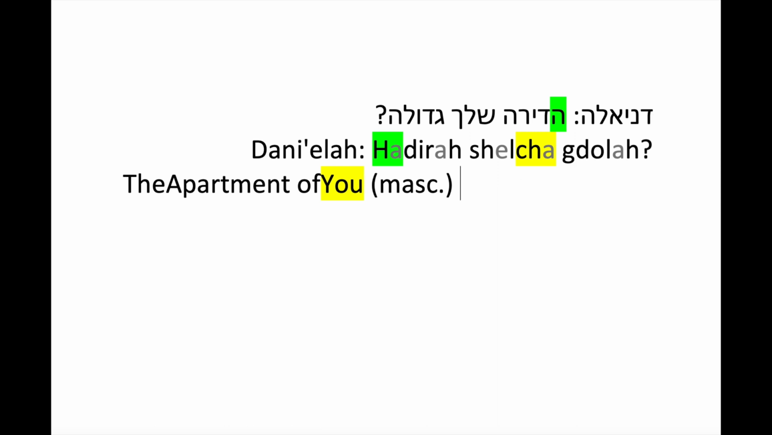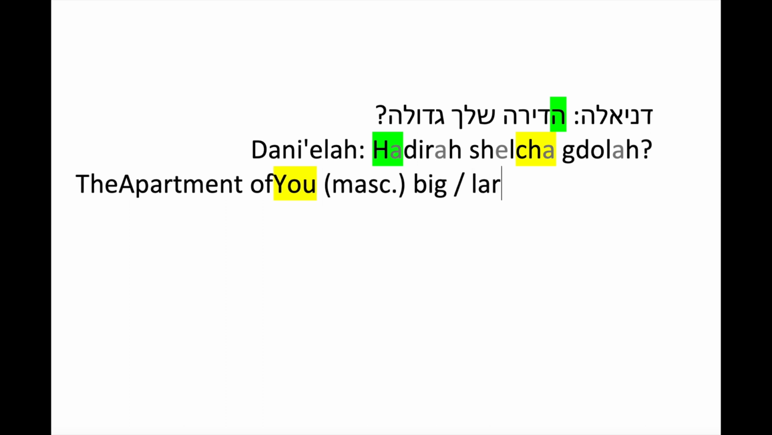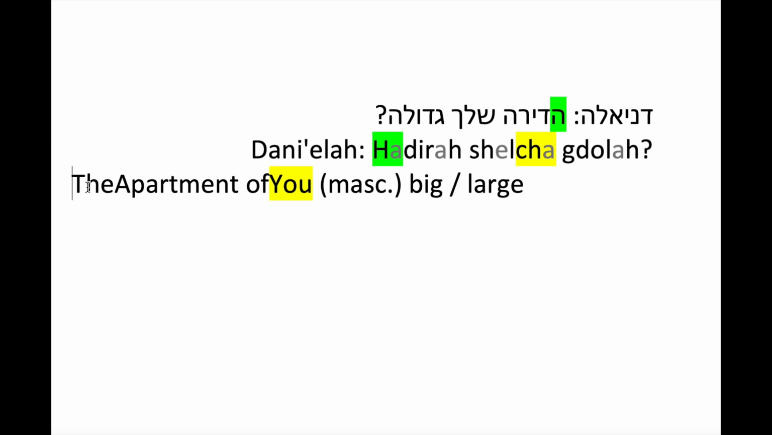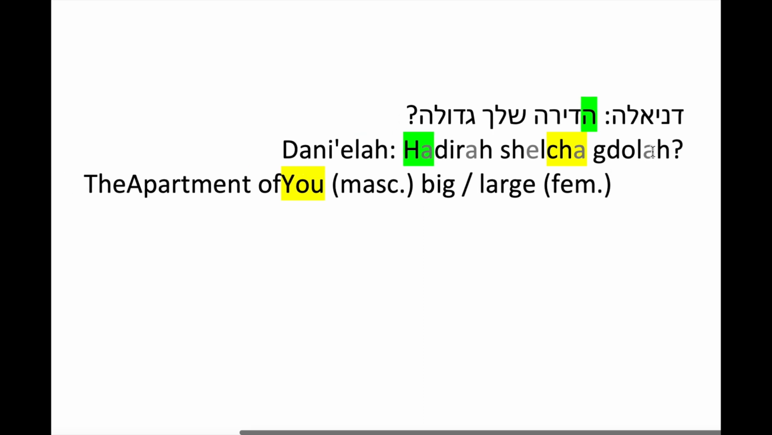And gdola means big or large. Okay, and this is a feminine form, feminine ending. Gdola, the ending is feminine. Why? Because dira is also feminine. So if you have a feminine noun that's being referred to, then you have to put the adjective, in this case big, into the feminine form.